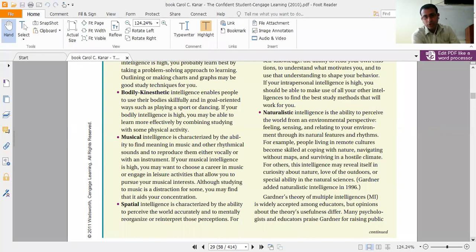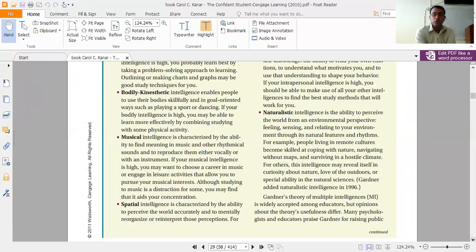He's saying that if you are good at logical mathematical intelligence, then you would like to take a problem solving approach to learning. That there is a problem and logically you will try to reach the solution of that problem. Or you can go for outlining, that every time you will be making outlines of the chapter, of the concepts that you have read. Third, you would like to draw charts and graphs, okay? And these will be the techniques that you will be using if you have good logical mathematical intelligence. Clear? Clear. Then bodily kinesthetic intelligence.